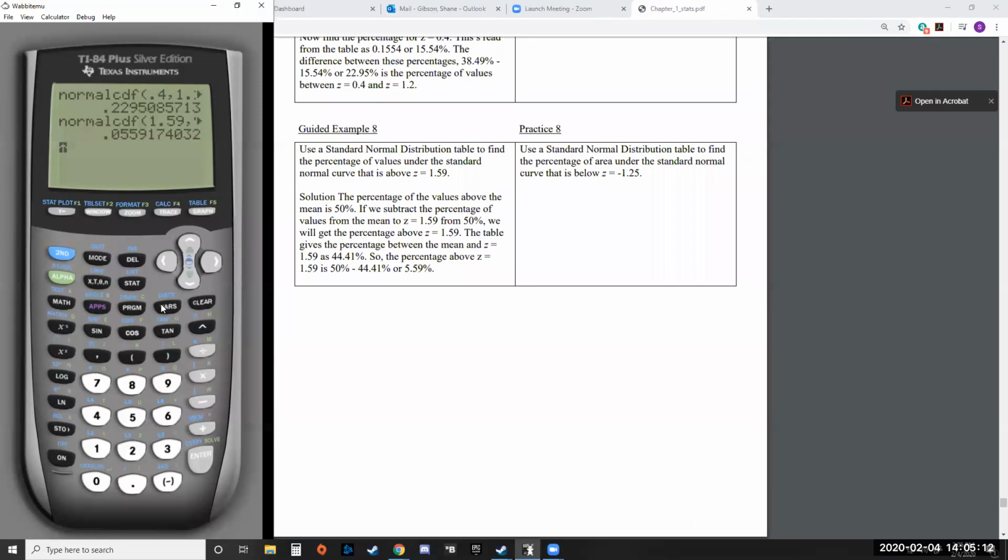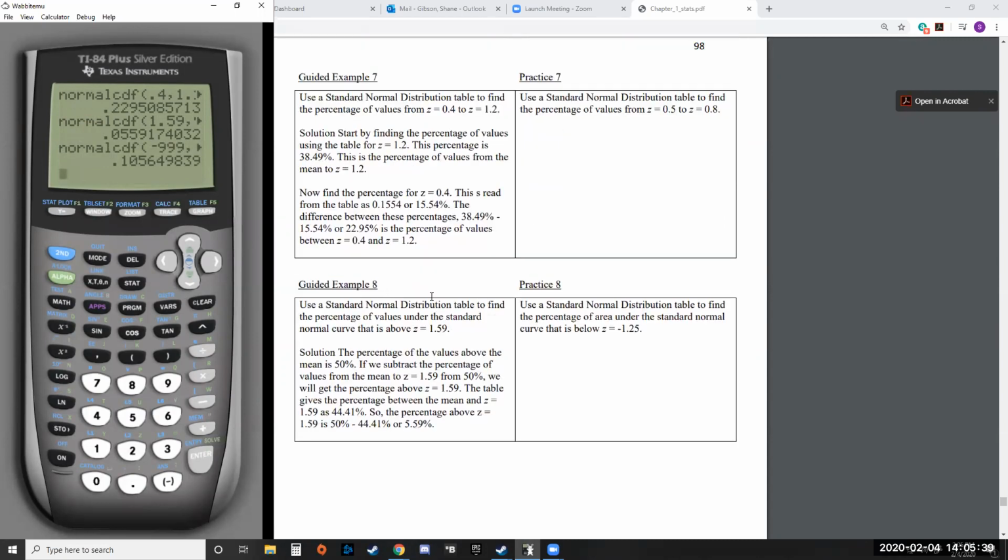So we'll do a similar trick, second distribution, NormalCdf. And so this time our lower is negative infinity, so we're going to use the negative symbol and 999 to approximate negative infinity. And that's pretty much it. Our upper bound was negative 1.25. And we get about 10.56%. Okay, so hopefully this should make your life pretty easy when it comes to finding percent of values underneath the standard normal distribution curve. We get to avoid the table by using this method.